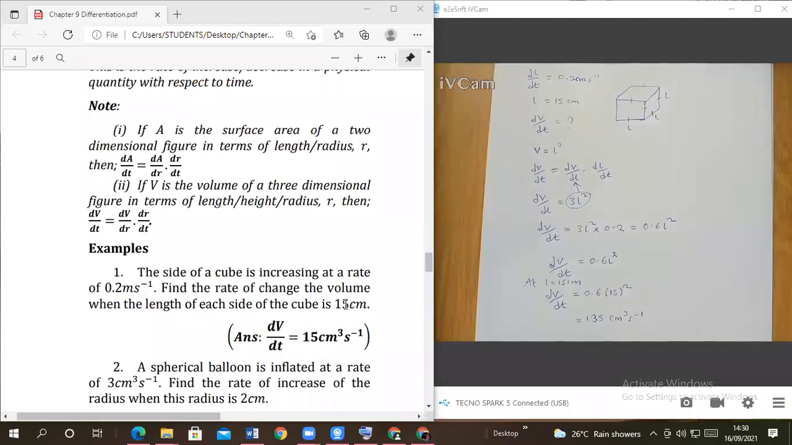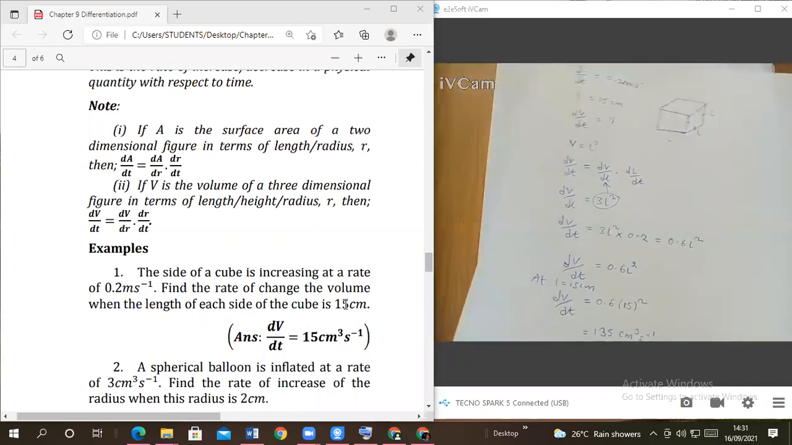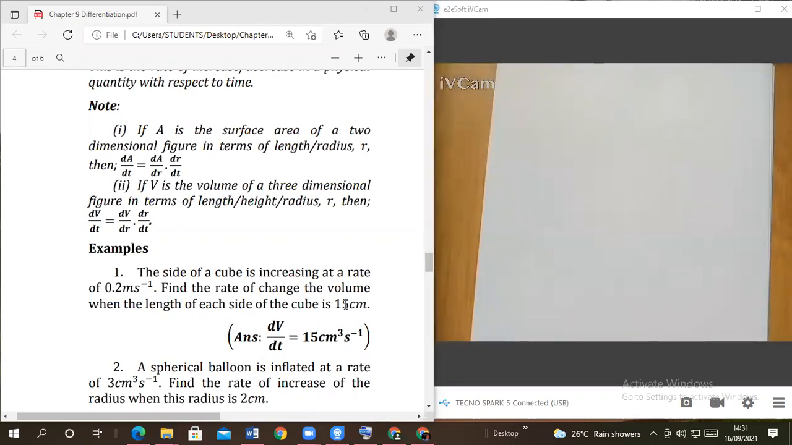Can we have example 2? Any question about that first example? If you don't have questions, we continue to the second example.